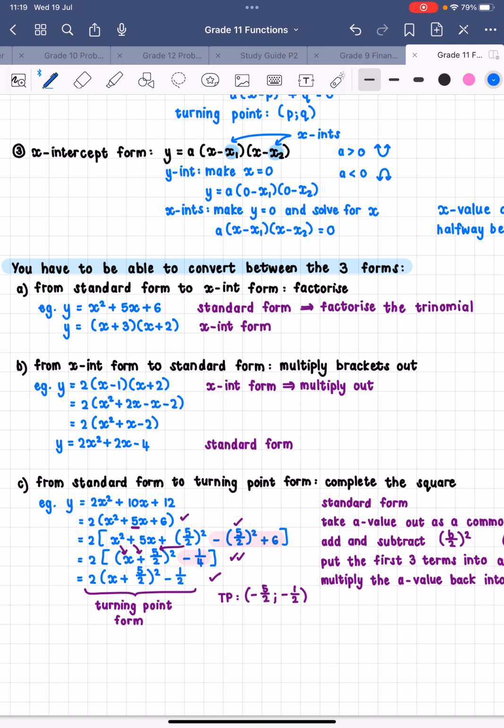Alright, the second one there, point B, if you're going from x-intercept form to standard form, you just have to multiply the brackets out. Okay, so I've done an example there where we have an a value that's 2, and then we have our two brackets. I'm sure you guys are all fine with multiplying those out. Then you would just have to simplify, obviously, to get your standard form in the end.